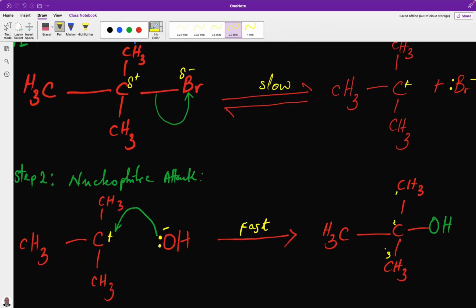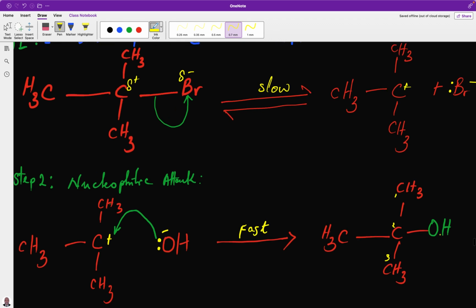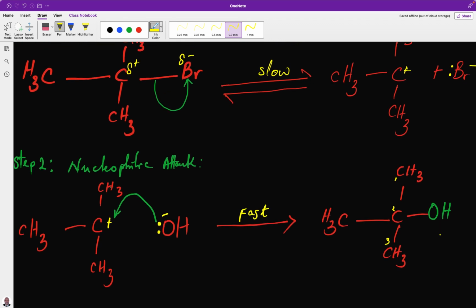So now, the OH is located on the second carbon. There's a methyl group that is also located on the second carbon. We now say 2-methyl propan-2-ol. So that is the name of our product. 2-methylpropan-2-ol is the name of our product.